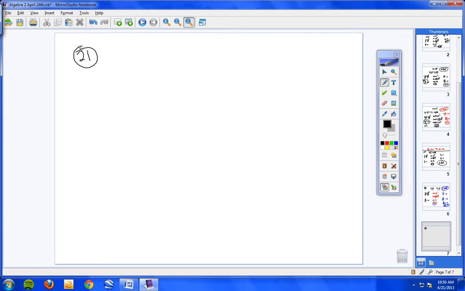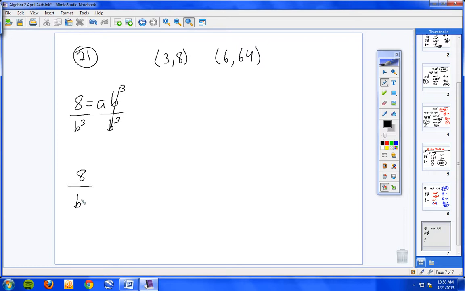Number 21. Your ordered pairs are 3, 8. I'm going to go a lot faster now, guys. I've pretty much held your hand through most of this, so we're flying now, okay? I'm going to quit putting x and y and all of that. You know which one's x, you know which one's y. Okay, step 1 says substitute one ordered pair in, and then solve for a. If I solve for a, I'm going to divide both sides by b cubed. Divide both sides by b cubed. Those cancel. 8 over b cubed equals a.